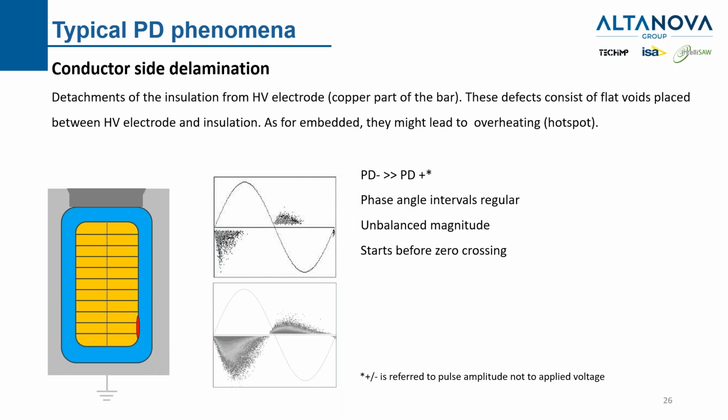Another kind of delamination is localized between the insulation and the copper bars, the conductor side delamination. In this case, the pattern is characterized by an asymmetry. We have higher negative PD pulses with respect to the positive ones. We have a quite regular phase angle. There is an imbalance in the magnitude, and the phenomena can start before the zero crossing as well. The very important thing is the asymmetry with respect to positive and negative pulses.